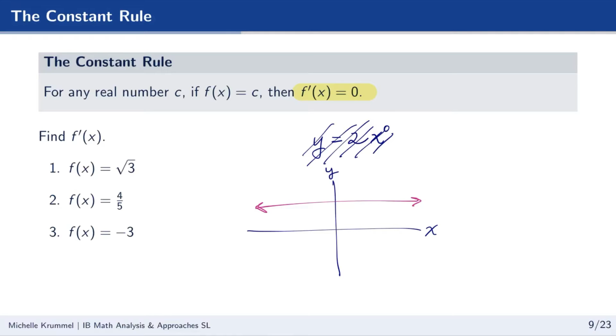Okay, that is the constant rule. The derivative of a constant equals 0. So the derivative of square root of 3 is 0. The derivative of 4/5 is 0. The derivative of negative 3 is 0. Those are all real numbers. And when you take the derivative of a real number, you get 0.